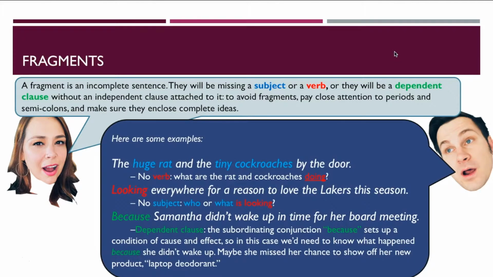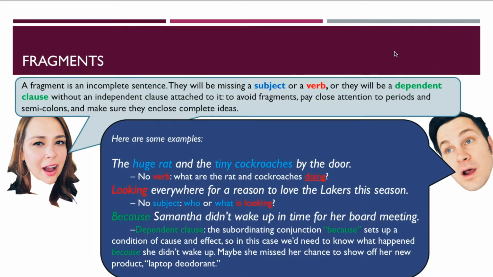Here are some examples of fragments. The huge rat and the tiny cockroaches by the door. Here we have no verb. What are the rat and cockroaches doing? Looking everywhere for a reason to love the Lakers this season. In this case, we're missing a subject. Who or what is looking?